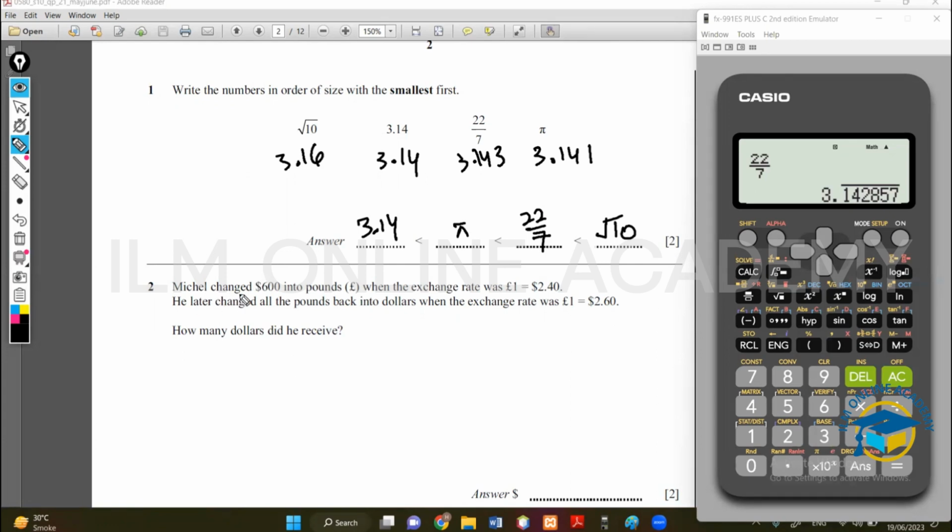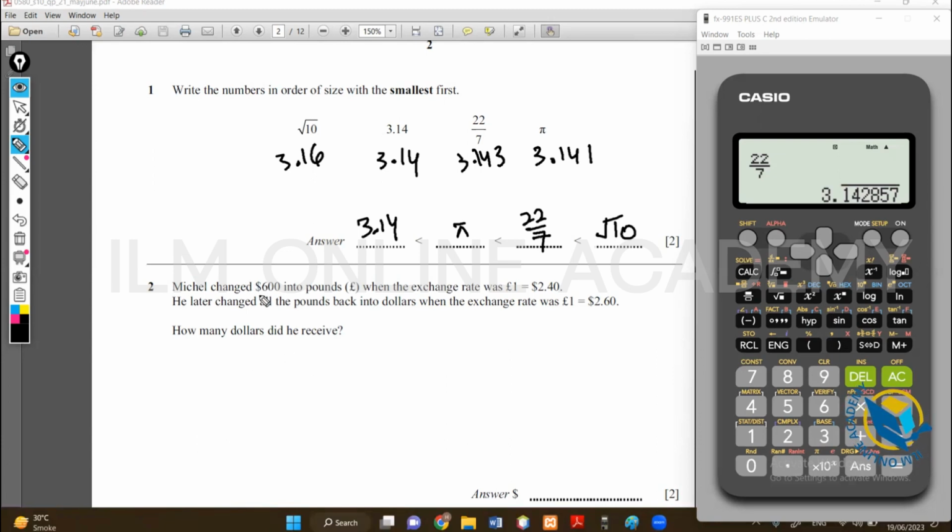Now coming over to question number 2. Michael changed $600 into pounds when the exchange rate was £1 equals $2.40, and then he later changed all his pounds back into dollars, and at that time the exchange rate was $2.60. So what we have to do is find out, when we have the new exchange rate, how many dollars did we receive back?